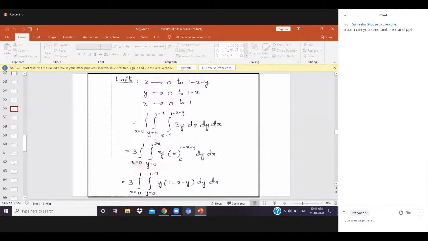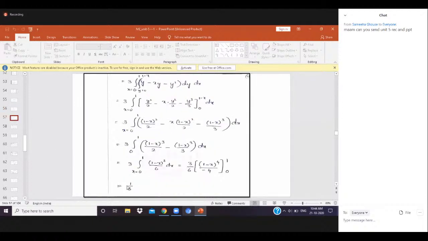Then evaluating this: integral x from 0 to 1, y from 0 to 1 minus x, z from 0 to 1 minus x minus y, of the divergence of f bar, which is 3y. First we need to evaluate z, then y, then x, because the z limits depend on two variables x and y, the y limits depend on only one variable x, and the x limits are constant. So we evaluate x last and z first. Evaluating like this and simplifying, we get the answer lastly as 1 by 8.